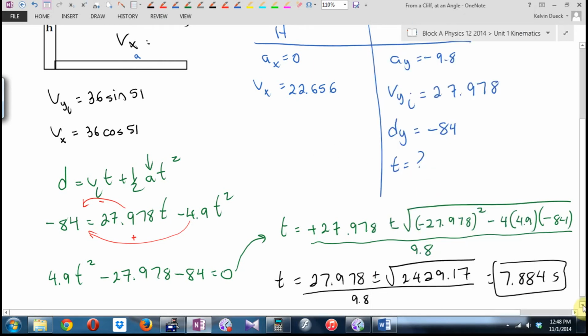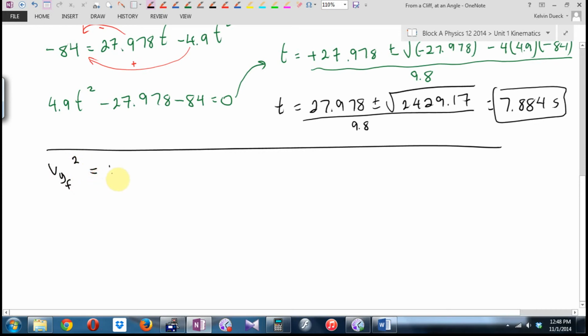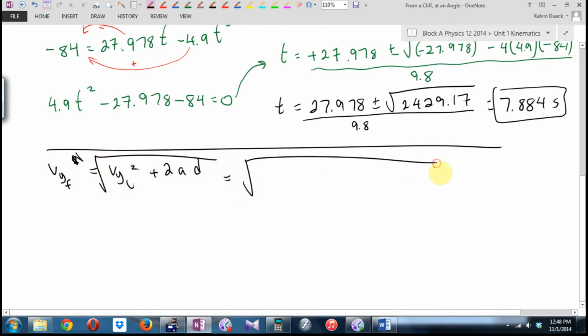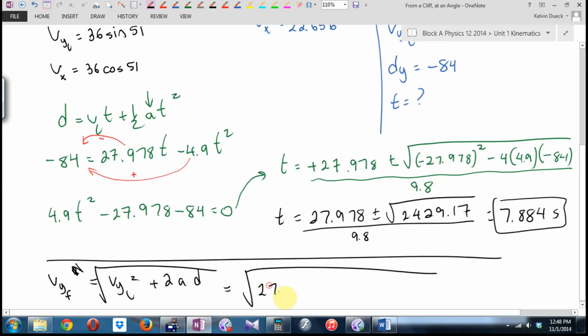The other method you can use, if you're not happy with the quadratic formula, is to find it by going Vy final squared equals Vy initial squared plus 2AD. How do we get rid of a squared? Square root. It would be the square root of what was Vy initial, 27.978, squared, plus 2 times negative 9.8 times negative 84.